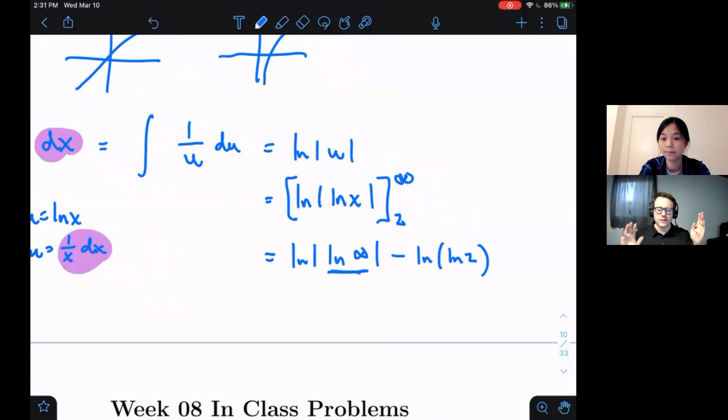Tell me in chat, please, what is the natural log of infinity? Or really more appropriately, the natural log of larger and larger values approaching infinity. Yes, I agree. Everyone has it so far. It's infinity. So the natural log of infinity is infinity. And then we take that and we plug it into yet another natural log. Technically, we have to make it positive, but well, it's already positive, so these absolute values aren't really doing anything.